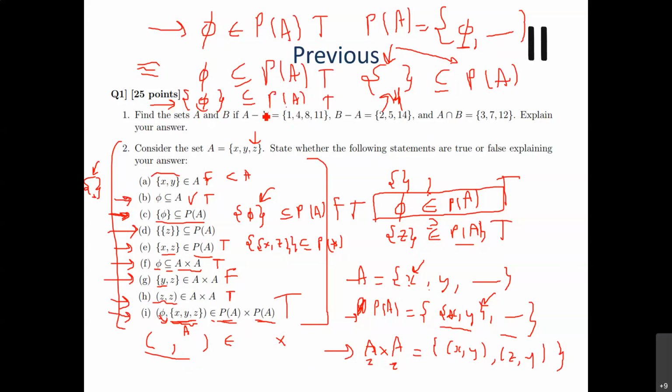The only thing left to check is right here. It's part C. The only thing left to say is the set containing phi. Does this belong to P of A? So this is the last combination, and this one is false, because this whole thing as an element is not in P of A.